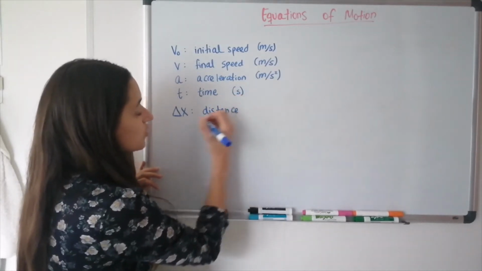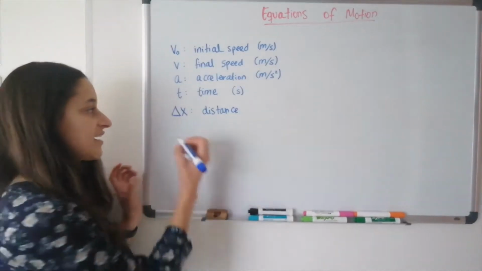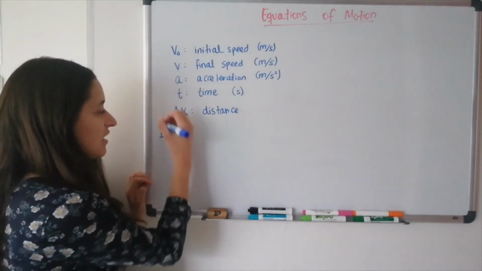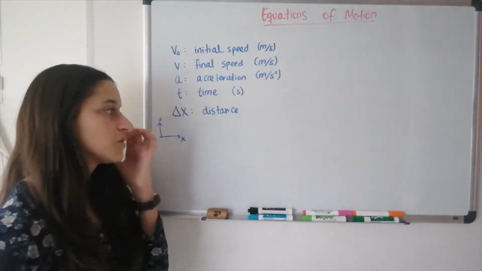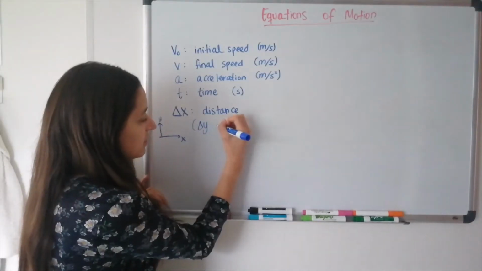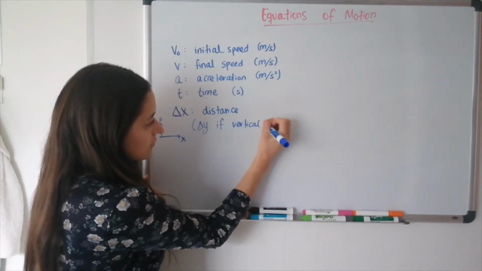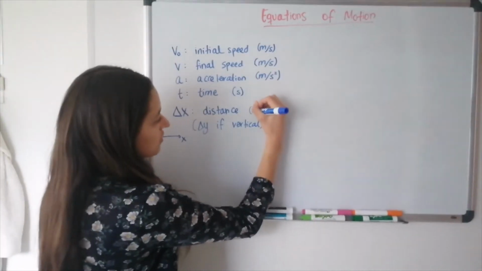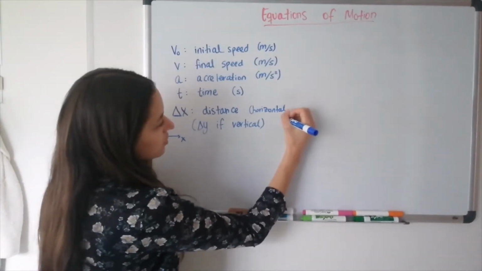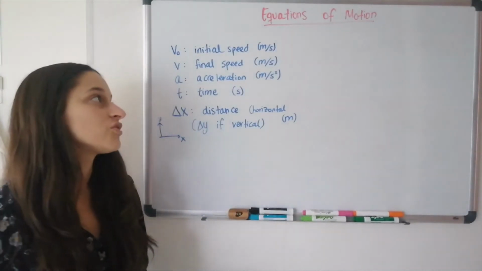But this is a horizontal distance. If it's horizontal, it's called x because of the x-axis in a graph. Right? So horizontal is x and the y-axis is vertical. So this can also be called delta y if it's vertical. So delta x is for horizontal and delta y is for vertical. And both of these are given in meters. Okay, those are our variables.